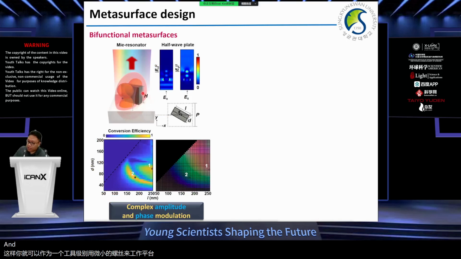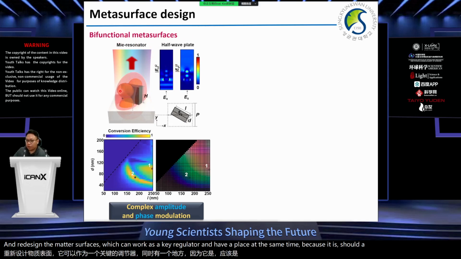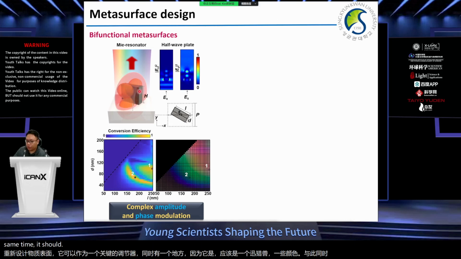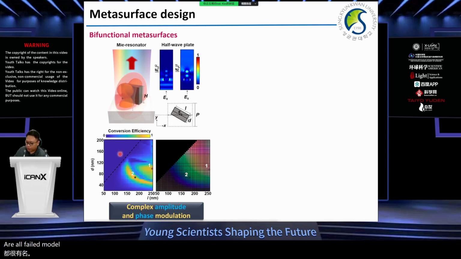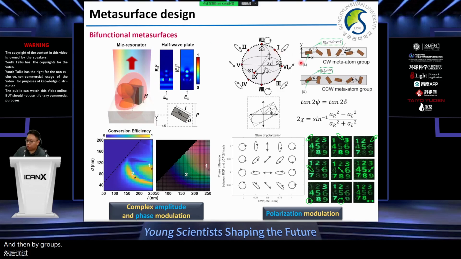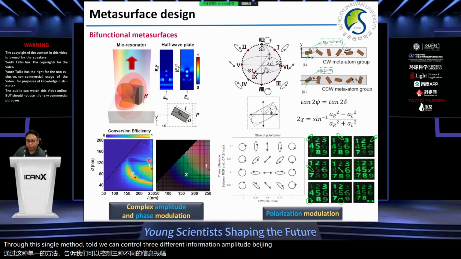And we designed the metasurfaces which can work as a mini resonator and a half-wave plate at the same time, because they should scatter some color, and at the same time work as a phase modulator. So this is complex amplitude and phase modulation. And then by grouping some of the metasurfaces, we can generate a vectorial hologram. Here each hologram pattern has a distinctive polarization state. So through this single meta-atom, we can control three different kinds of information: amplitude, phase, and polarization.